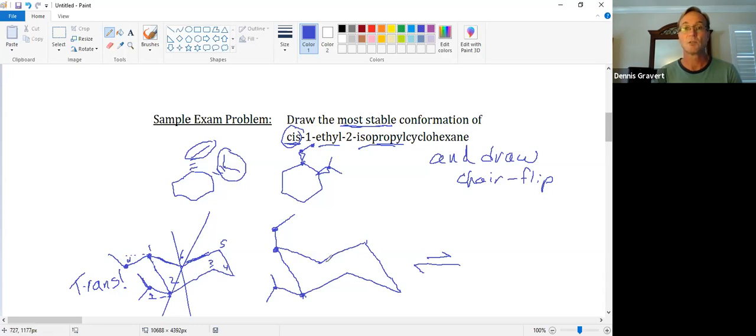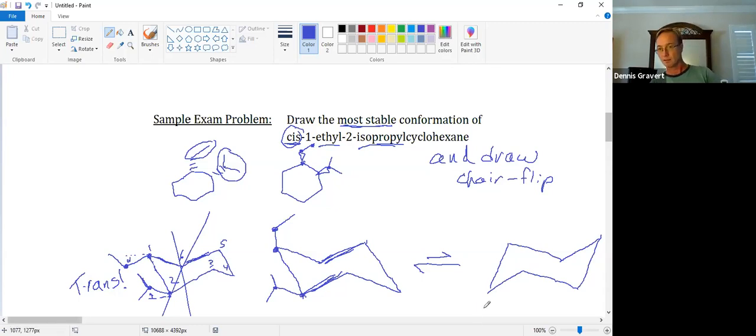So what do I need to do? Well, first, to draw the chair flip, I can't have the seat of the chair going up and to the right. I need it to go down and to the left. There we go. Let's go down, let's go up. Connect them, make sure every new line has to be parallel to one other line. Ain't too bad.